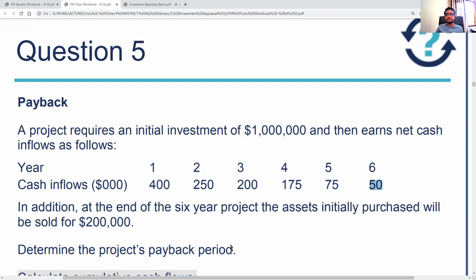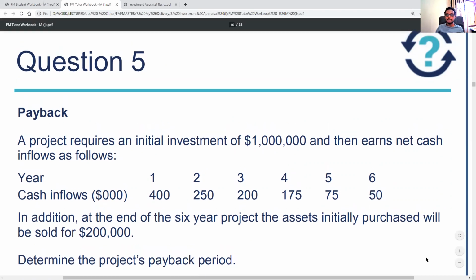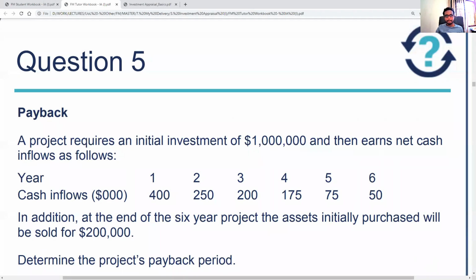Determine the project's payback. Did you all calculate it? What's the answer? Years and 10.3 or 11 months. Yeah, round it off to the higher figure. So if it's 10.3, you can say 11 months. Everybody else agrees? Yeah. So what's your answer? Like my answer.